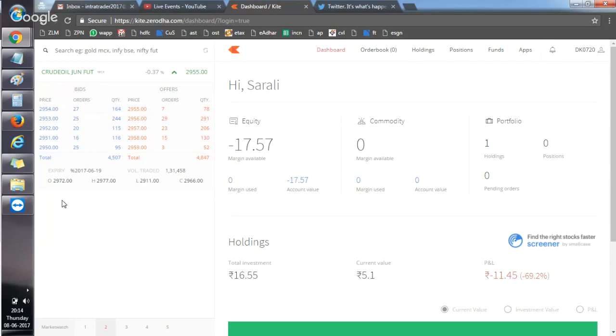And for today, the opening price was 2972, the highest price was 2977, the low price was 2911, and this C is the closing price. So you may ask, why is it showing the close price? It's not actually the closing price of today. It's the closing price of the previous day, that is yesterday. So how can you use Snapquote for your trading?